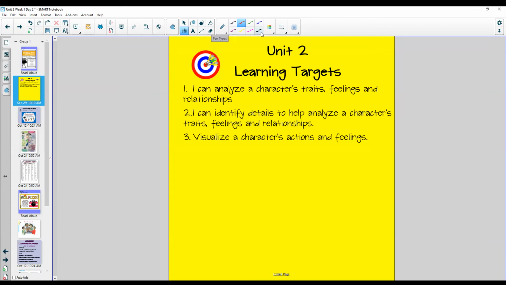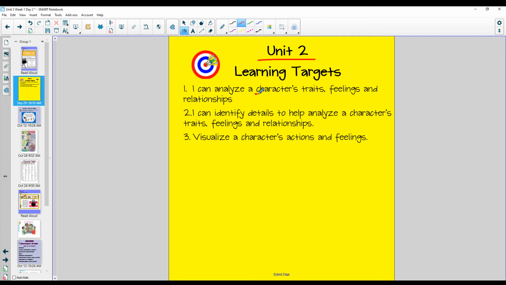Hi, third graders. Today we're going to start our Unit 2 reading. Remember, you are going to need your reading 2 packet, and you will need it for the next 3 to 3.5 weeks. Let's look at our first 3 reading targets.